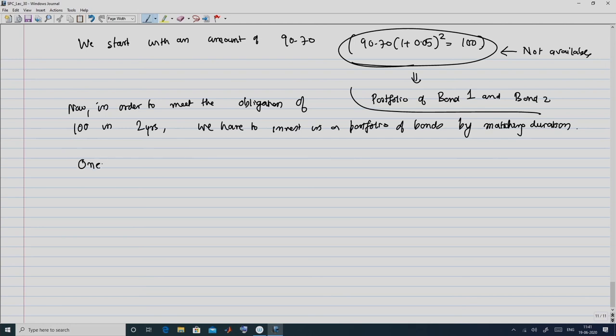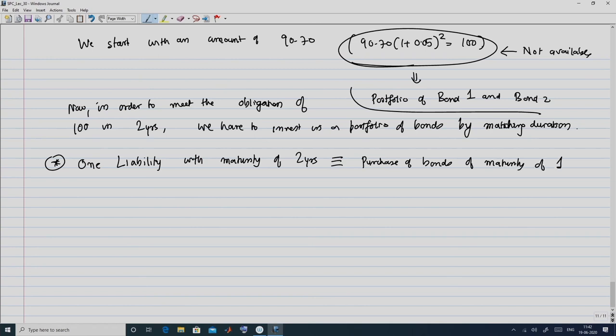So this means that, to put this in more specific terms, one liability with maturity of 2 years must be matched by purchasing bonds of maturity of 1 year and 4 years. Now, the liability after 2 years has duration of 2.